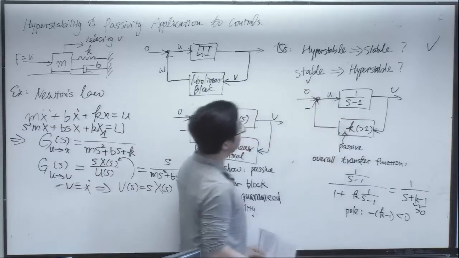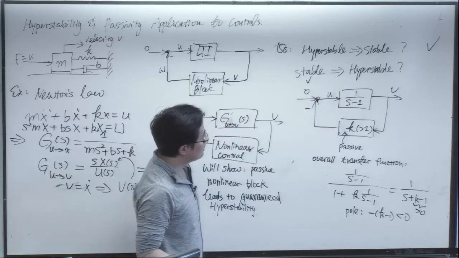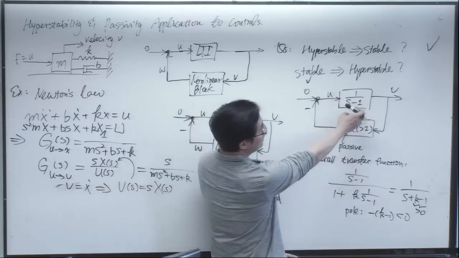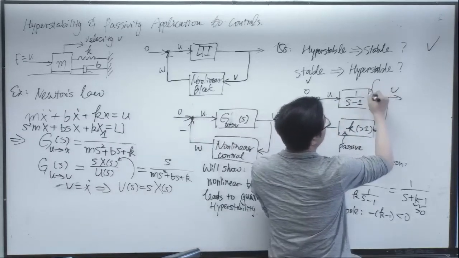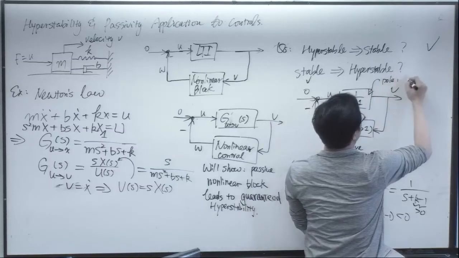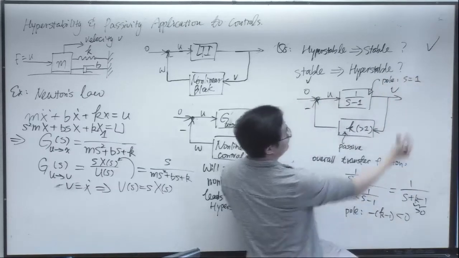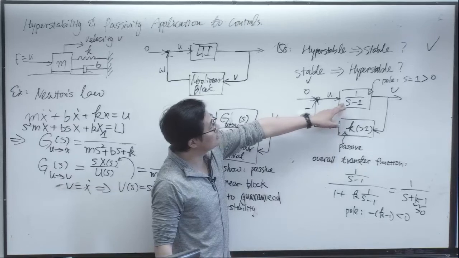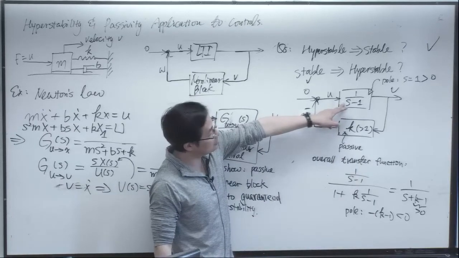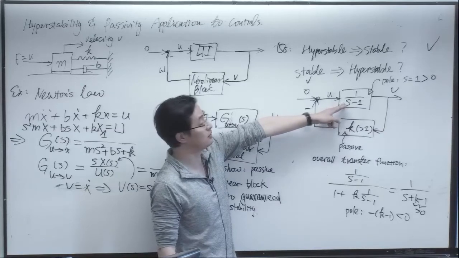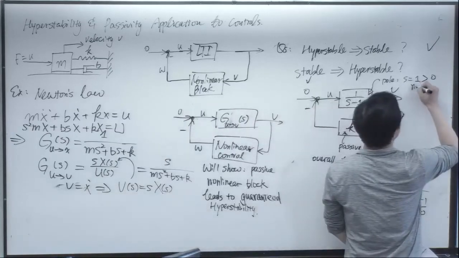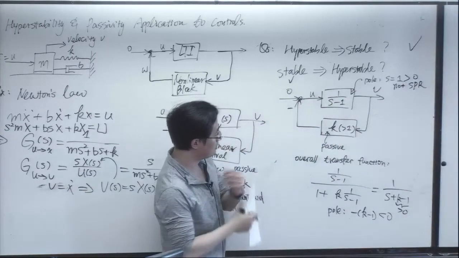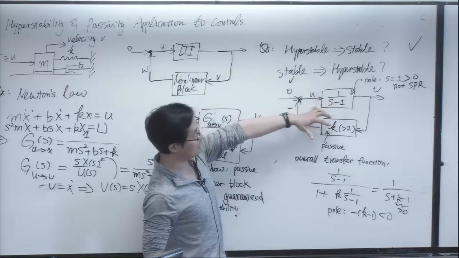So this is checked. But it's not really hyperstable, because this linear block over here has its pole at s equal to 1, which is in the right half plane. So this is not stable. This is not positive real or strictly positive real. All right? So this is not hyperstable.